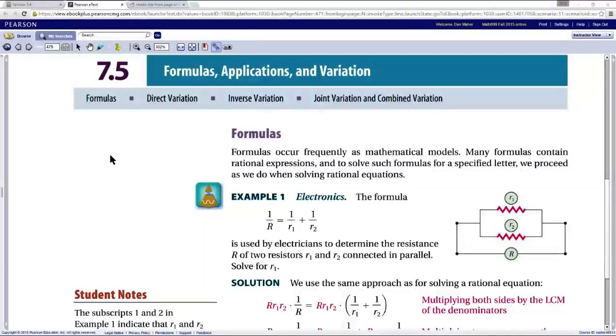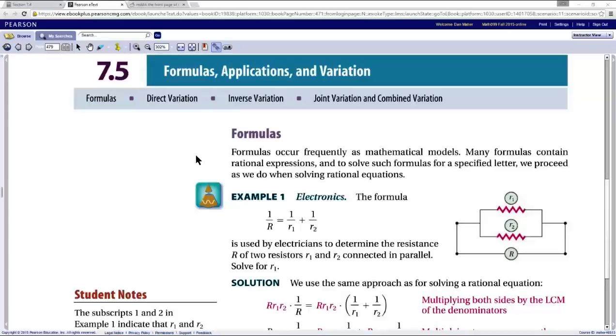Chapter 7, Section 5, Formulas, Applications, and Variations. We're going to look at formulas, direct variation, inverse variation, joint variation, and combined variation. Well, we run into a lot of formulas now, and we've dealt with formulas before, but now we're pushing this more into a function format again.